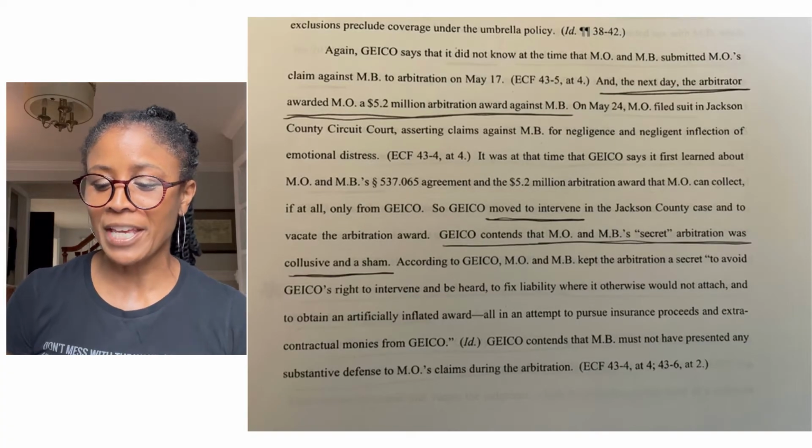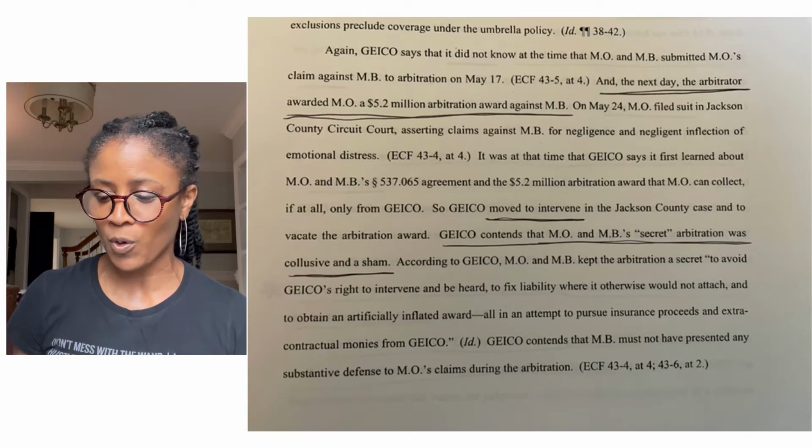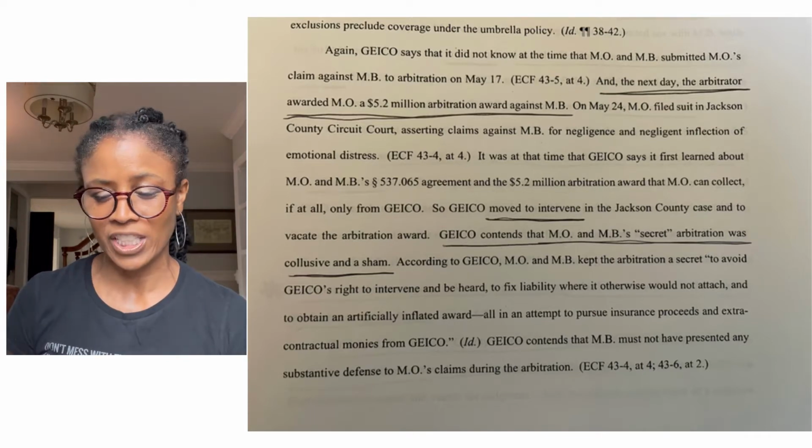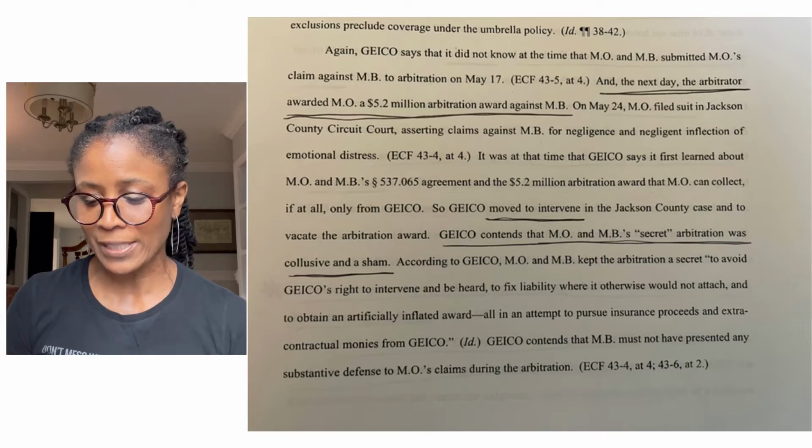Geico says that it did not know at the time that MO and MB submitted MO's claim against MB to arbitration on May 17th. The next day, the arbitrator awarded MO a $5.2 million arbitration award against MB. That is a lot of money. On May 24th, MO filed suit in Jackson County Circuit Court, asserting claims against MB for negligence and negligent infliction of emotional distress, like I mentioned earlier.